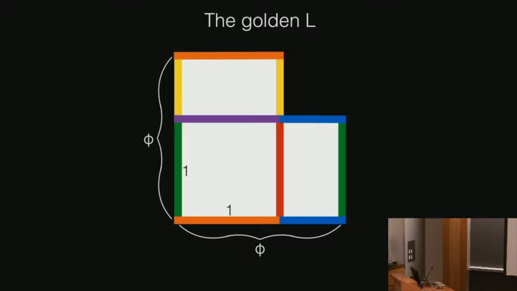Sometimes people say it's the ratio of a rectangle, so that if you cut off a square, you get a small rectangle in the same dimensions, in the same proportions as the original one. Okay, so that's the golden ratio.